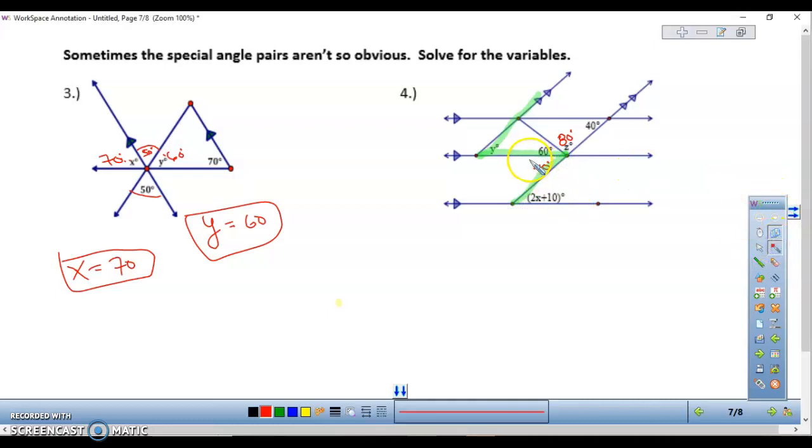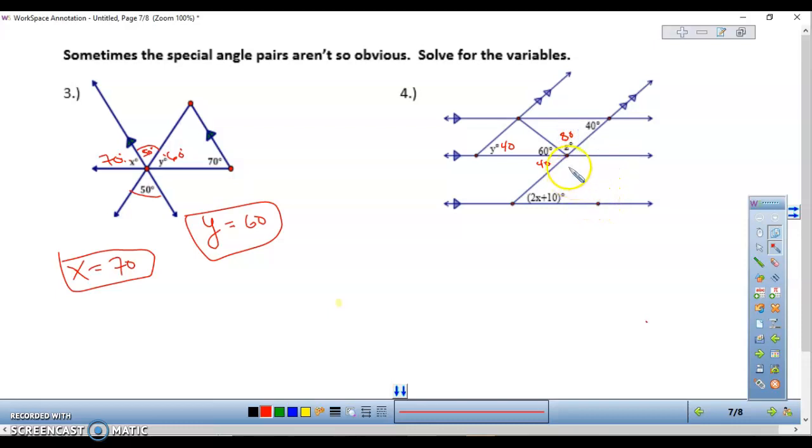So if this is 40 degrees, then this has to be 40 degrees because they're alternate interior angles. There we go. All right, so perfect. Let me erase all that, and I'll just keep the angle measures there. So again, this was 40. This was 40 as well. This was 80. All right, great.